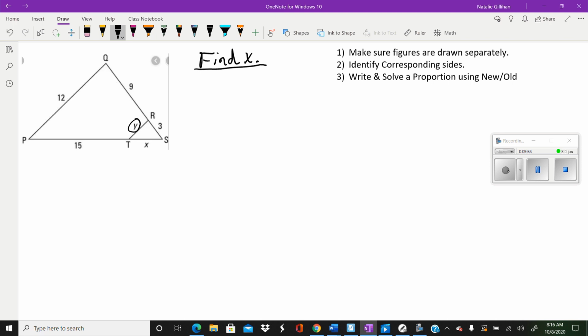So step 1, make sure these figures are drawn separately. Would you take a moment to draw and label these triangles in your notebook?